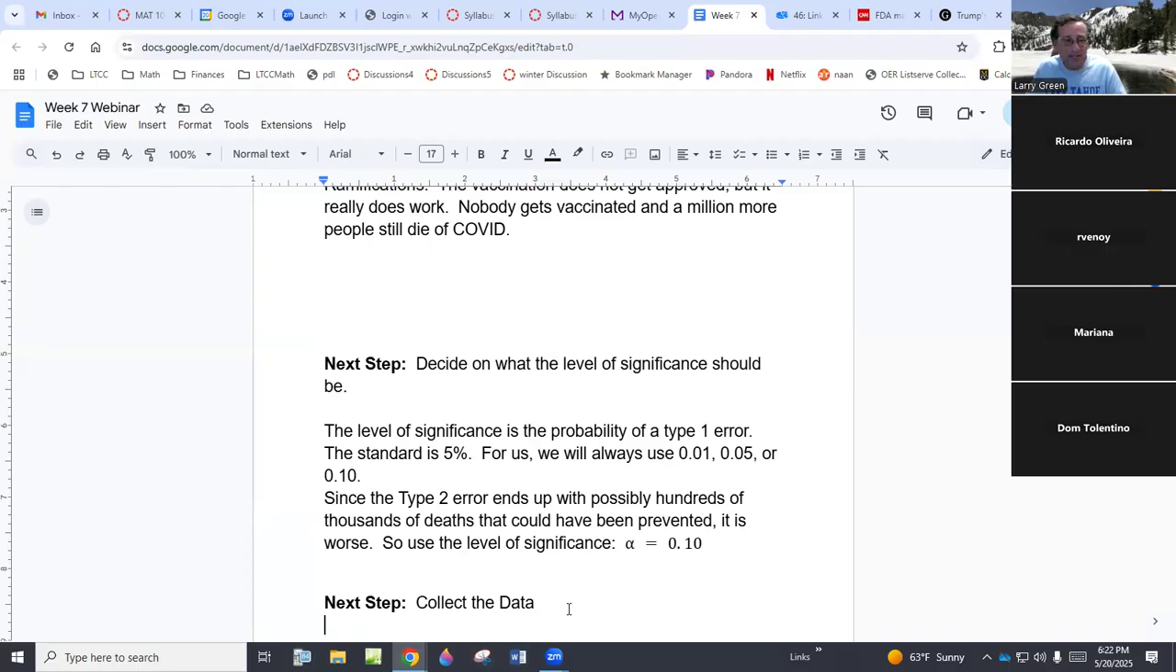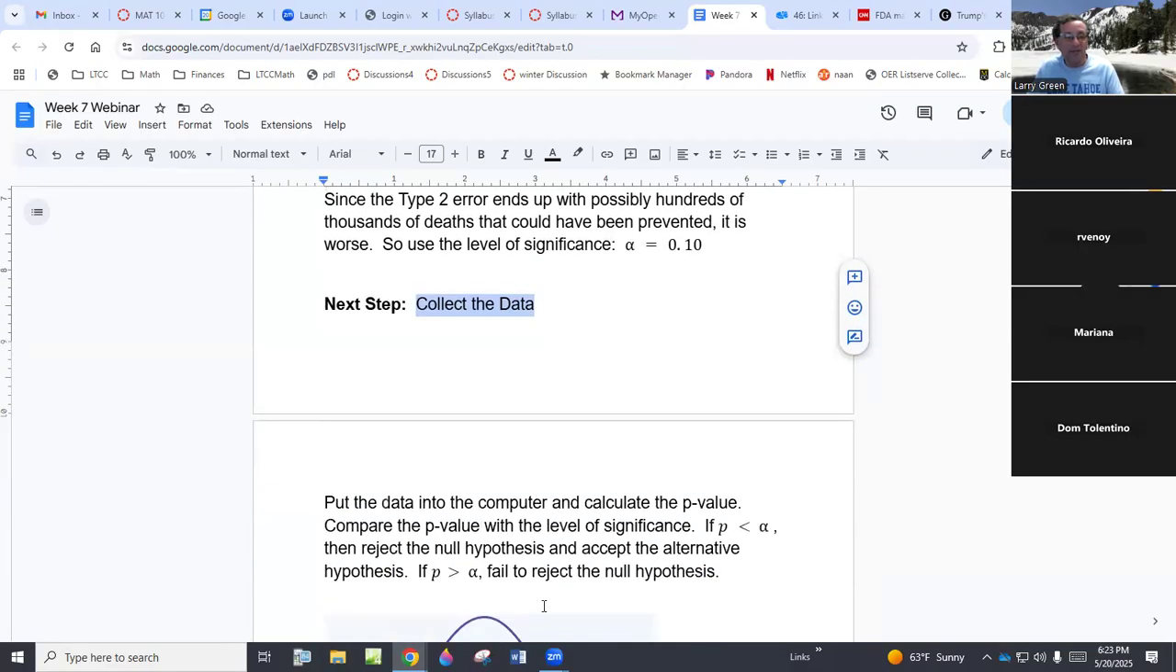So the next step is collect the data. In that case, if you get a sample size of 40,000, that's a lot of work. Just finding people is really hard, but even giving 40,000 shots is a lot of work. And then you got to contact them in the next month or two, keep testing them for COVID to see if they're getting COVID. So even though it doesn't look like the most work in terms of our class, in the real world, that's the biggest job, collecting the data.